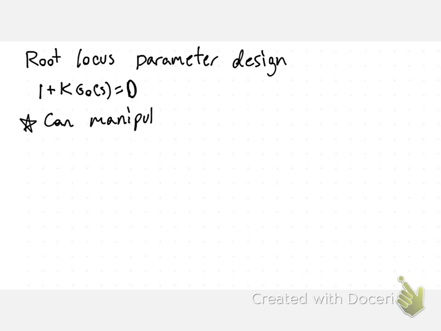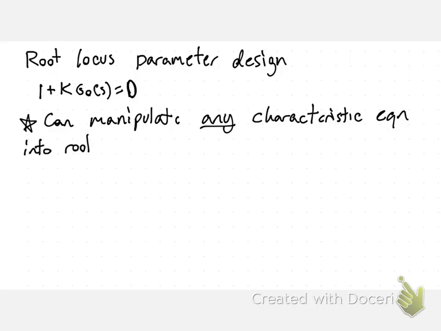So I will write that down for you. We can manipulate any characteristic equation, where the characteristic equation is setting the denominator of our equation to 0 to find the solution and find our poles, to see the effect of changing k, and k doesn't necessarily have to be k.